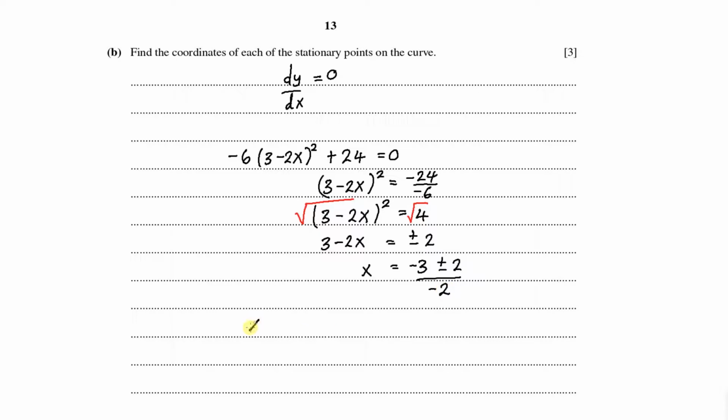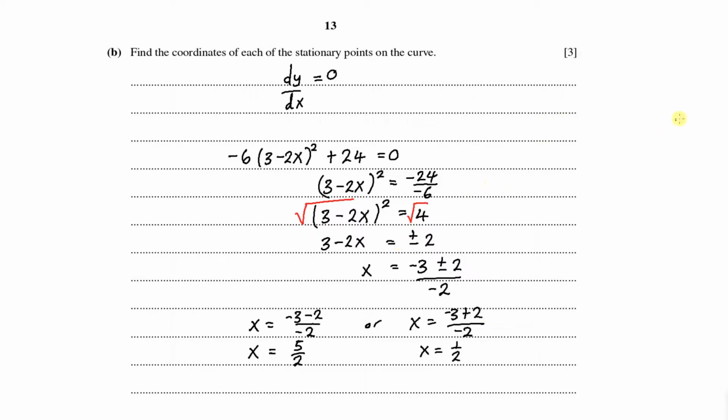So we have two x values. X is equal to minus 3 minus 2 over minus 2, or x is equal to minus 3 plus 2, all divided by minus 2. So minus 3 minus 2 is minus 5, and divided by minus 2, we get 5 over 2, or 2.5. And then for here, minus 3 plus 2 is minus 1, divided by minus 2, we get x coming out as a half. So we have two x values here. X is equal to 5 over 2, or 2.5, and x is equal to a half, or 0.5.